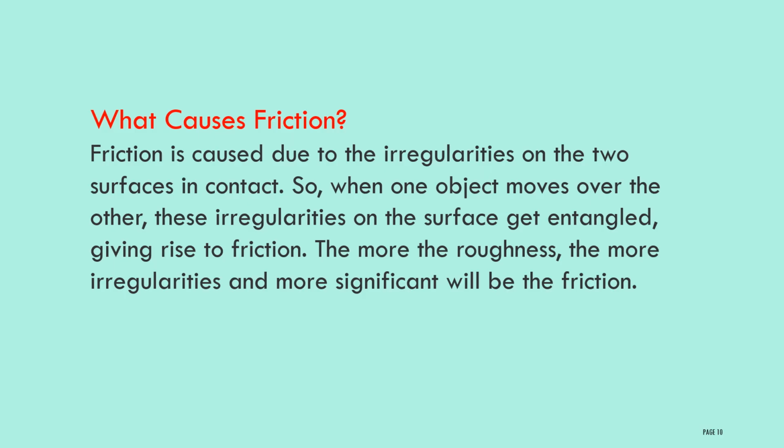Then next one, let us discuss what is the cause of the friction. Friction is caused due to the irregularities on two surfaces in contact. Already you know, when two surfaces come in contact with each other, because of the irregularities, it will cause friction. So when one object moves over the other, these irregularities on the surface get entangled, giving rise to friction. The more the roughness, the more irregularities, and the more significant the friction. As the roughness increases, the irregularities also increase. If the irregularities are more, there is more interlocking between the surfaces, and then more friction.